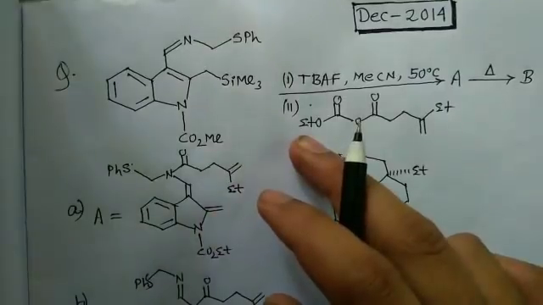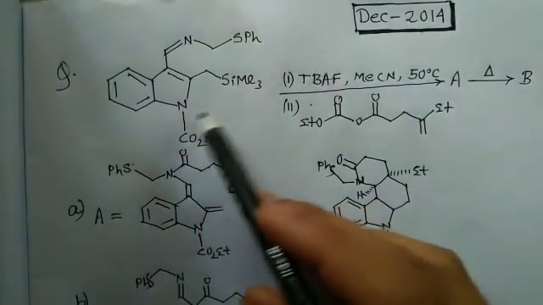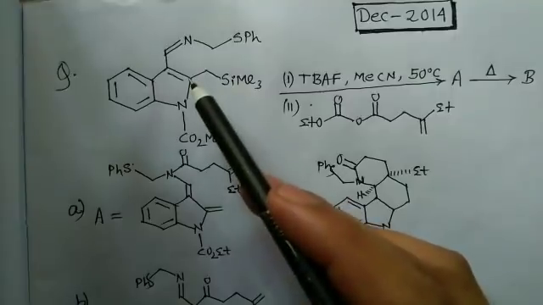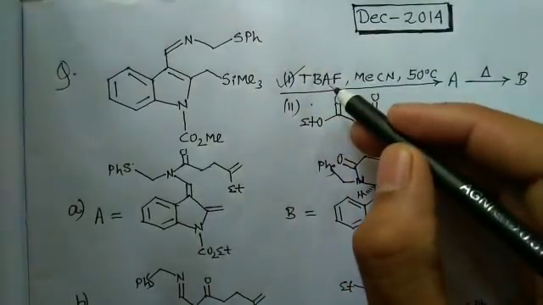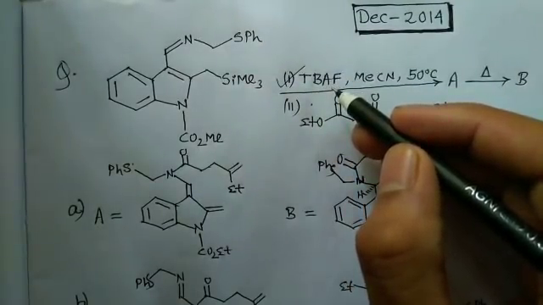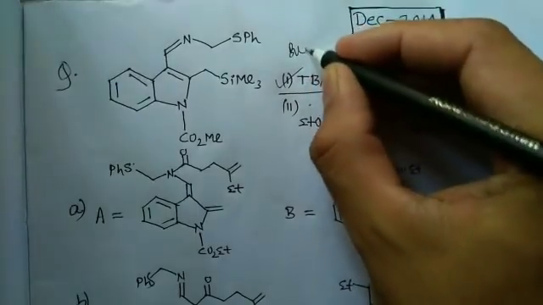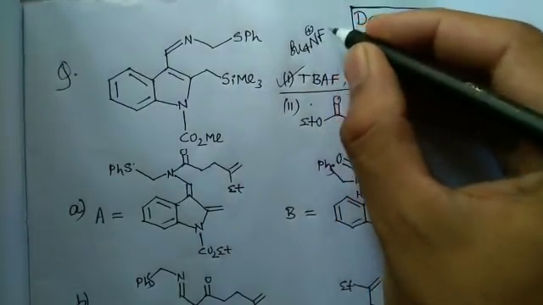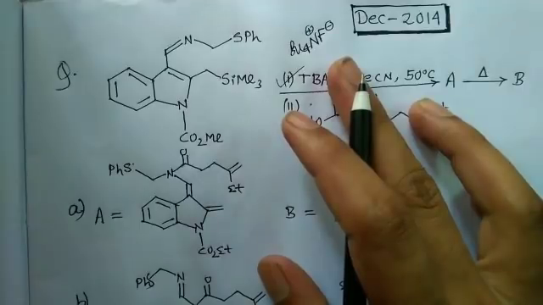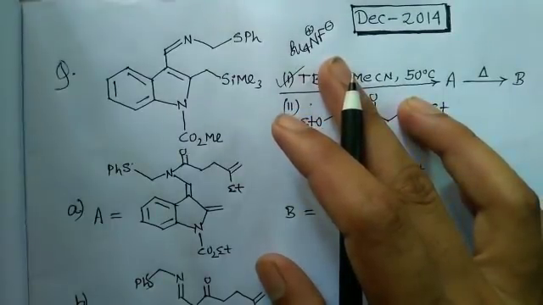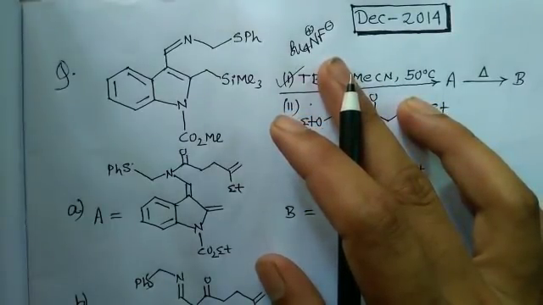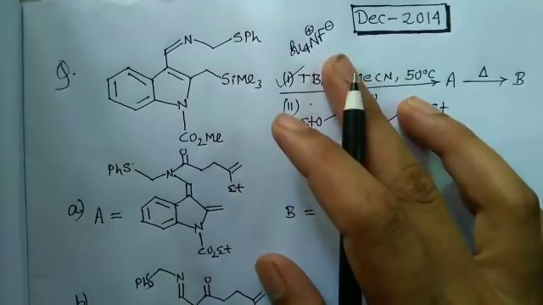Now if you look at the substrate, there are a lot of reactive sites, but if you look at the first reaction condition, it is TBAF or tetrabutyl ammonium fluoride, that is Bu4N plus F minus. So it is basically a fluoride source. Now you have to know what fluoride does. Fluoride is a very good binding agent for silicon, and if you have any silicon moiety in your substrate, the fluoride will always attack on that silicon.